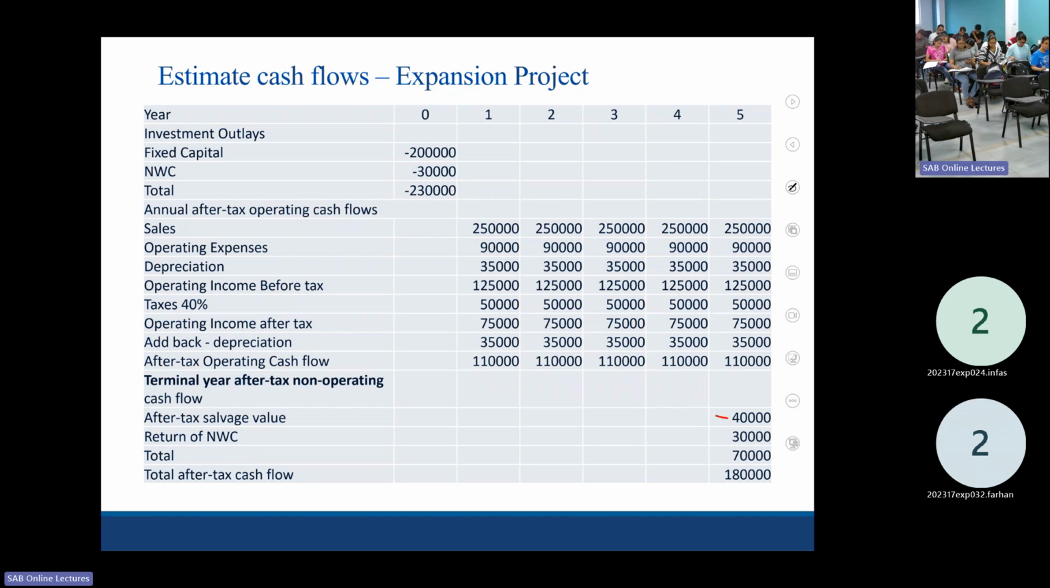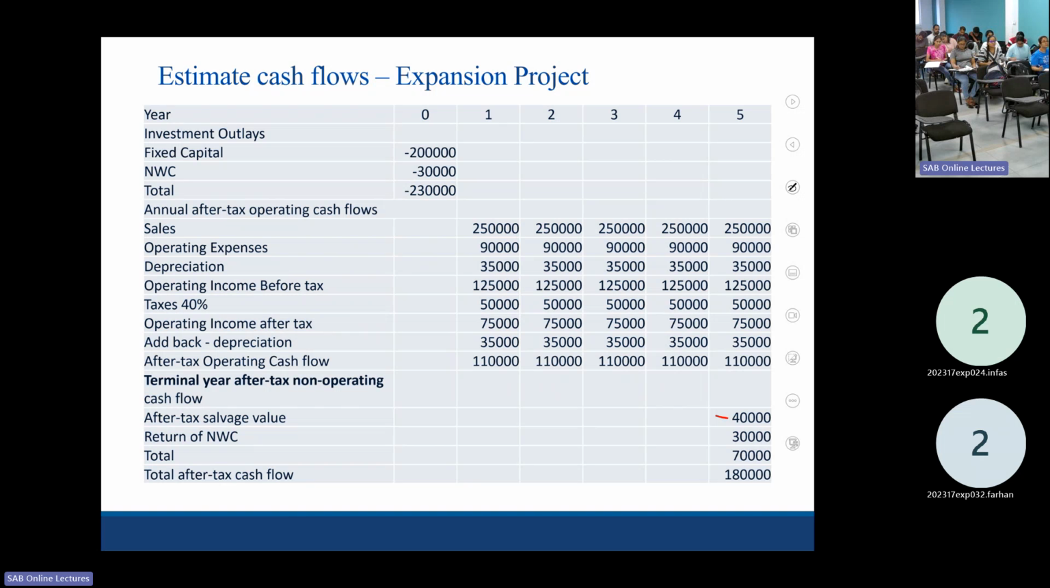The 50,000 minus the 25,000 land cost, you have to deduct. So on that you have to pay 40% tax. So tax is then 10,000. So after tax salvage is 50,000 minus 10,000, which is 40,000.